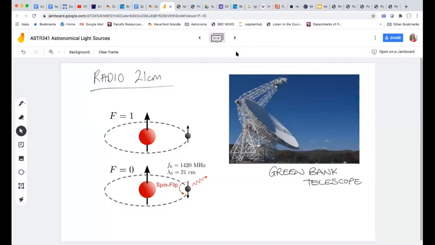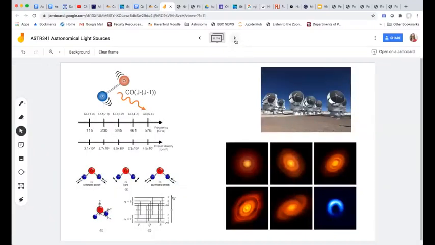And there are other radio lines, all kinds of different types of lines. I wanted to mention just briefly molecular lines in case that comes up.